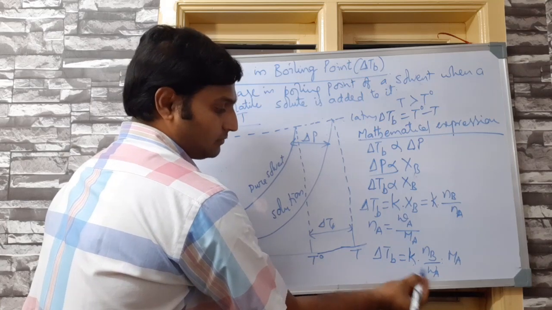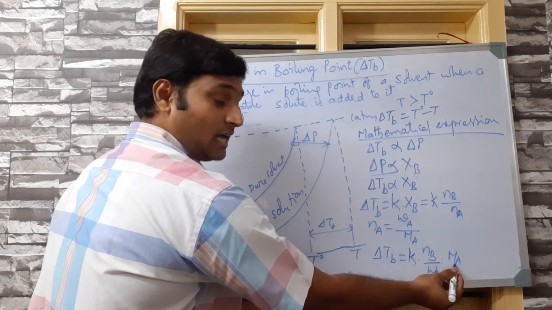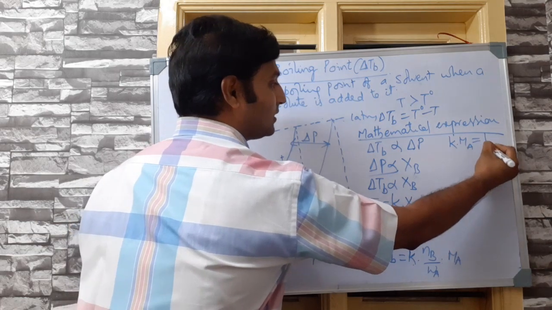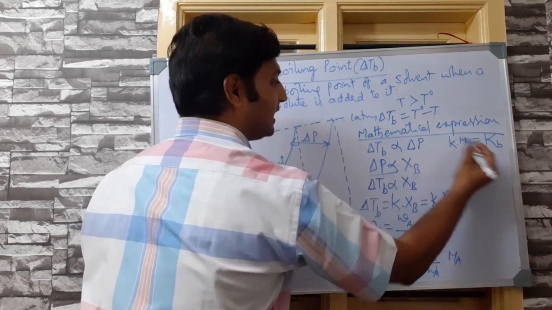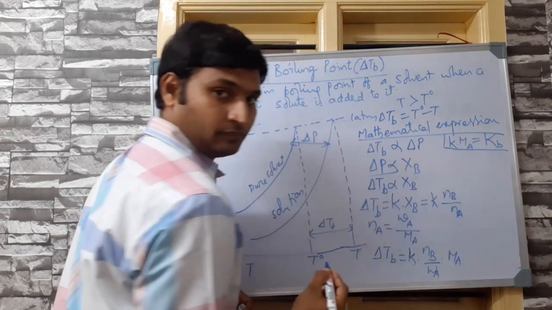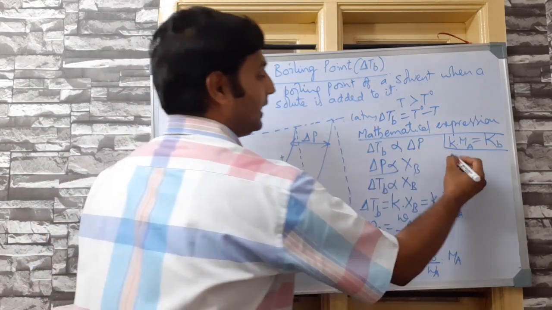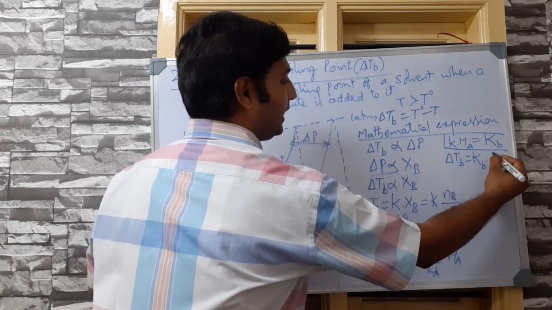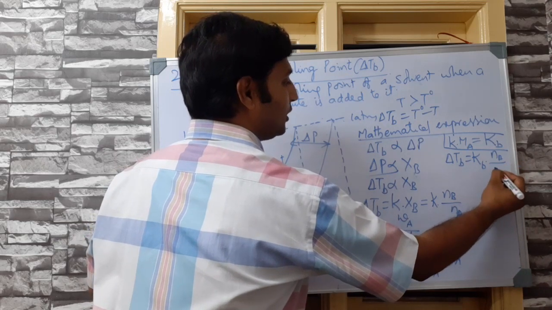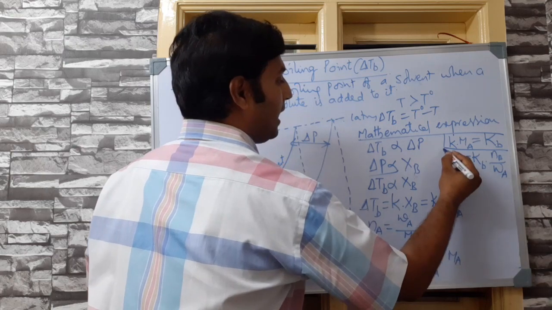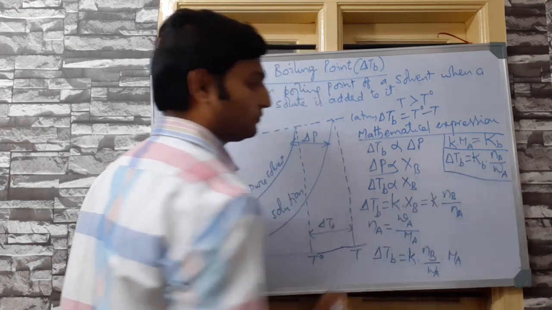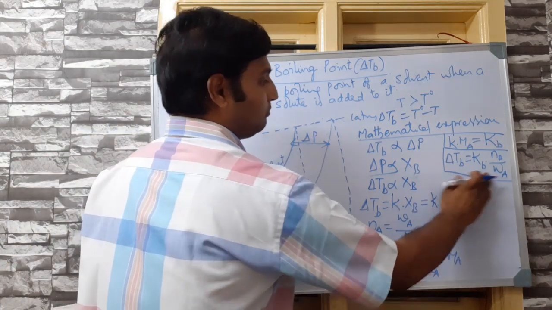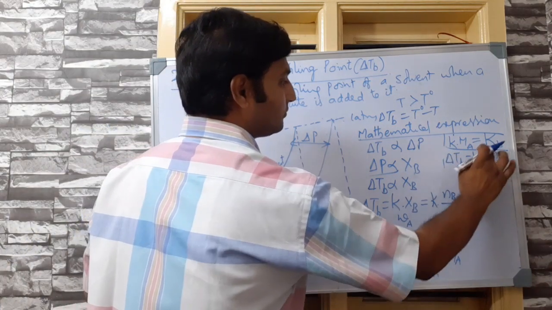K is a constant and molar mass also is a constant. Product of two constants can be taken as a new constant, and in this case, this constant is called Kb. I'll tell you what is Kb. And delta Tb is equal to Kb into number of moles of solute by mass of solvent. Got some point? Now you see. I'm putting boxes for everything that was not needed.